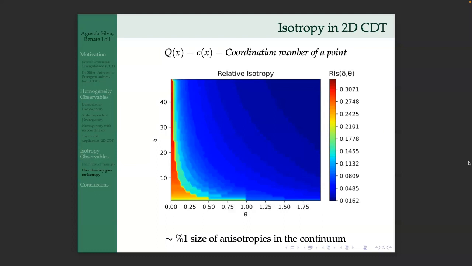We get a 2-dimensional observable, where one scale is the size of these spheres used to test spherical symmetry, and another one is a scale that we call the angular resolution, which is the size of the chunks of the surface of these spheres. And if one goes towards larger scales, which is larger spheres and more coarse graining, one gets something that is every time more isotropic. In 2 dimensions, we get 1% anisotropies in a continuum limit.